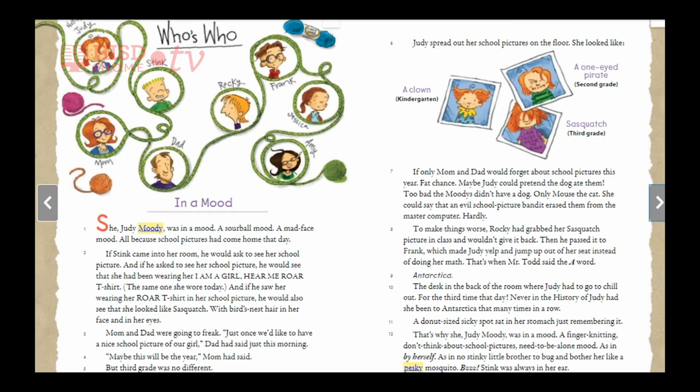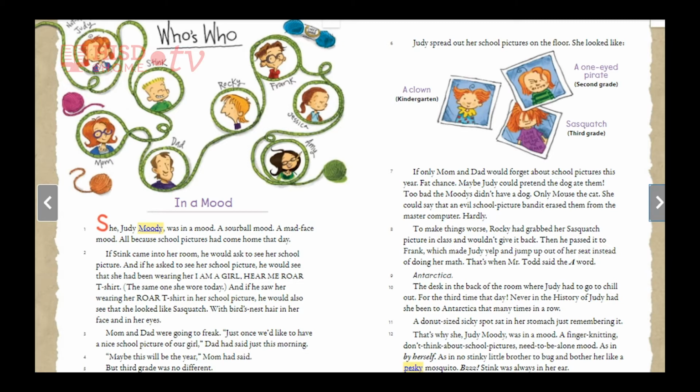Just once, we'd like to have a nice school picture of our girl, Dad had said this morning. Maybe this will be the year, Mom had said. But third grade was no different. Judy spread out her pictures on the floor. She looked like a clown, kindergarten; a one-eyed pirate, second grade; Sasquatch, third grade. If only Mom and Dad would forget about school pictures this year. Fat chance. Maybe Judy could pretend the dog ate them.